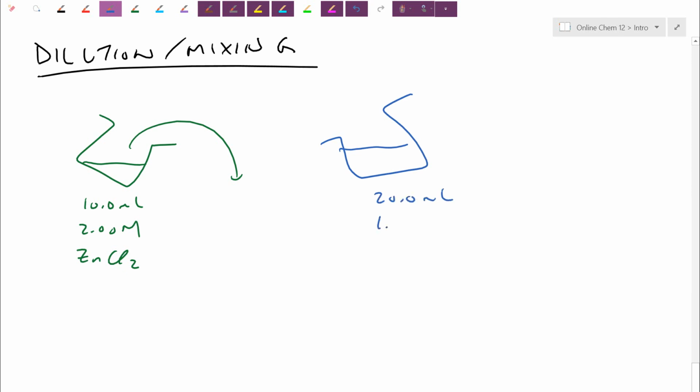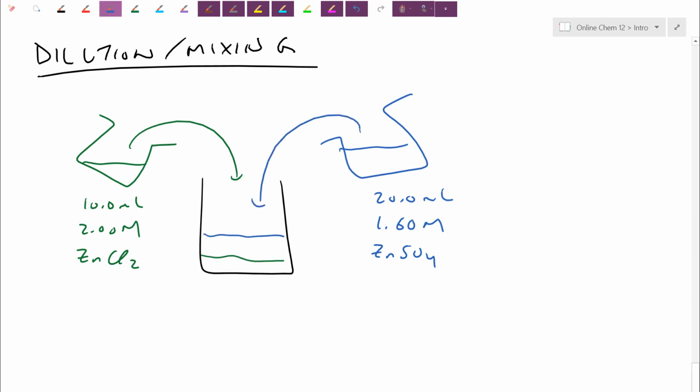And let's say this one concentration is 1.60 molar. And let's make this zinc sulfate. You could totally just pour one beaker into the other beaker. I just find for calculation's sake, it's a little bit easier. Let's imagine we have a third container just sitting here, and it's just a collecting vessel. You pour in the green solution, and then you pour in the blue solution. It's just going to collect both solutions up.